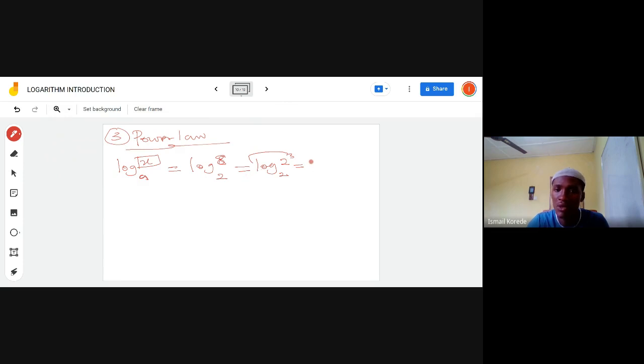So that means we are going to have 3 log 2 base 2. Let's take another example. I have log 81 base 3. Since 81 can be expressed in its index form, 3 raised to power 4, base 3, I can move 4 to this side. So I'm going to have 4 log 3 base 3. So that's the third law.